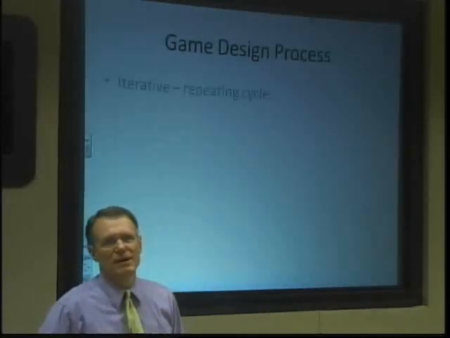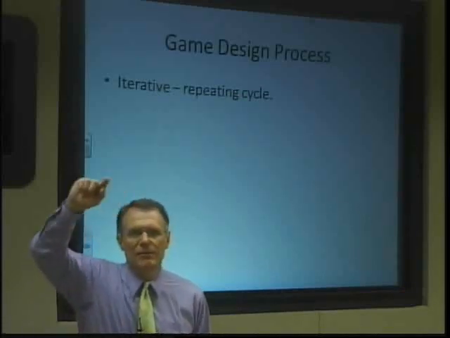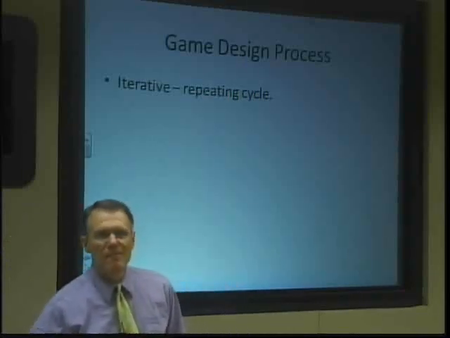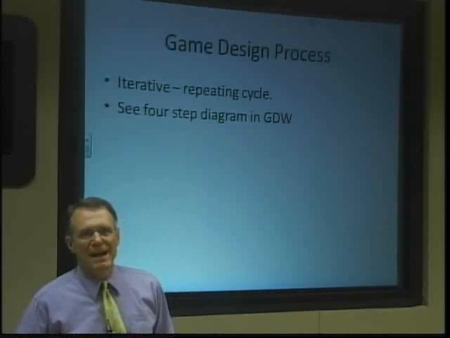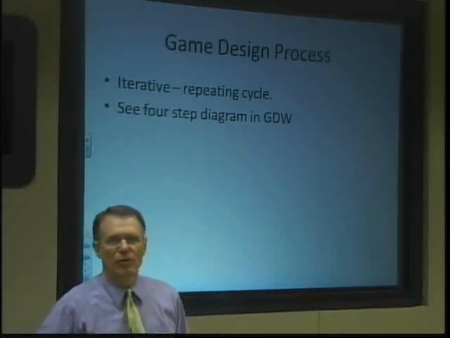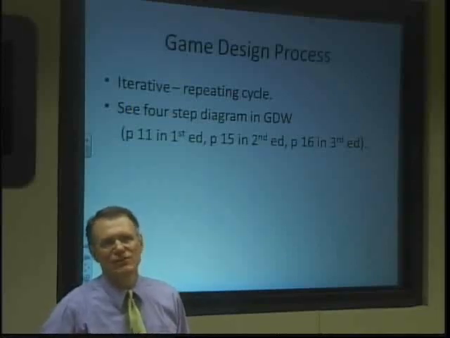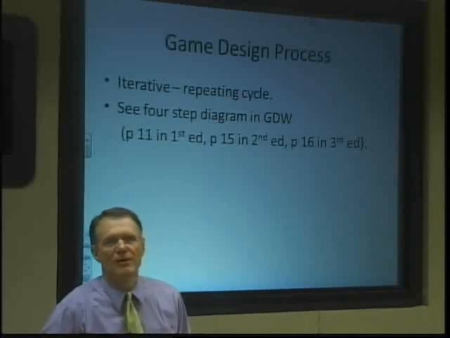The game design process described in your book is iterative. It is a repeating cycle that goes over and over again. And there's a 4-step diagram in the book Game Design Workshop shown. It is on page 11 in the first edition, page 15 in the second edition, and 16 in the third edition, and I'm going to show you my version of it in a moment.